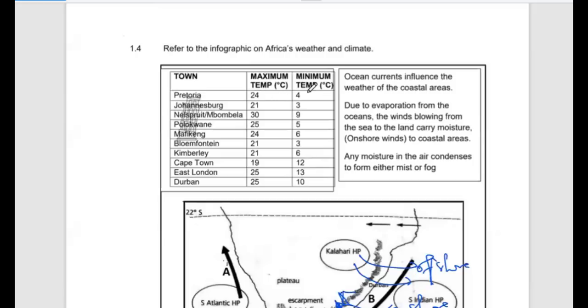If we check here, it's 24 and 4, which means the range here is 20. There's 21 and 3 here, which suggests it's 18, 30 and 9 is 21, 25 and is 20, 24 and 6, 21 and 6, 21 and 3, 21 and 6, 19 and 12. What's the difference there? If you check 19 and 12, the difference is 7. And the difference here, 13 and 25 is almost 12. Then 25 and 10 is 15. So basically, the one with the smallest temperature range, you tend to find that is the one with the smallest figure of difference.